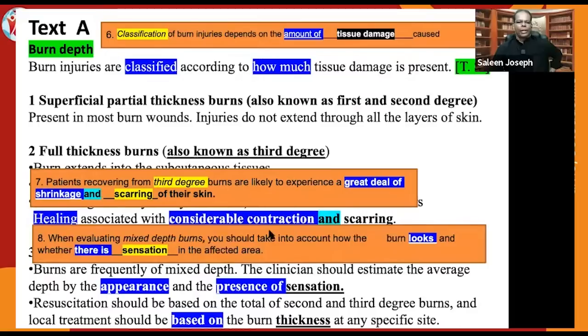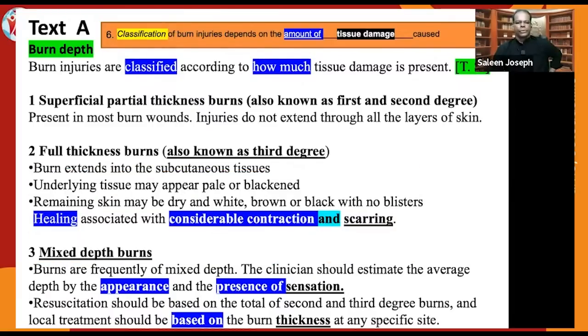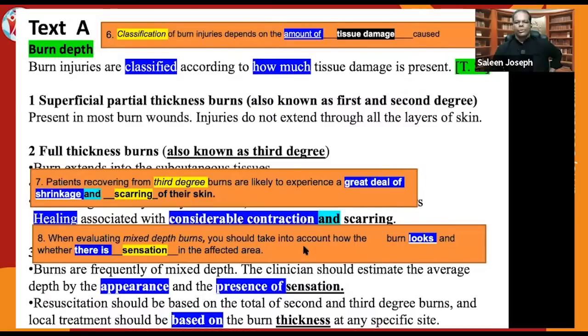Next one, when evaluating mixed depth burns, immediately you know you have to come here, mixed depth, right? Below, last portion, 3. You should take into account how the burn looks and whether there is sensation in the affected area. Presence of sensation. Yeah, second line, you see. Whether there is sensation. Looks, appearance, synonyms.